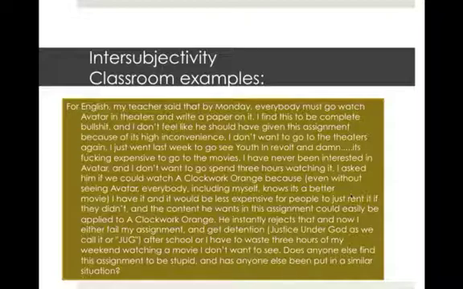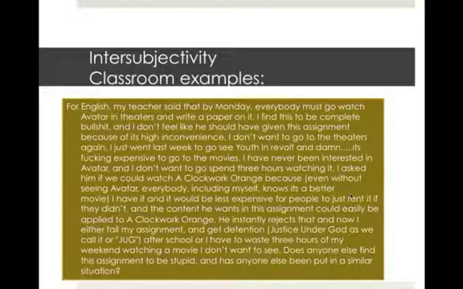I find this to be complete BS, and I don't like that he should have given this assignment because of its high inconvenience. I don't want to go to the theaters again. I just went last week to go see Youth in Revolt, and damn, it's expensive to go to the movies. I have never been interested in Avatar, and I don't want to go spend 3 hours watching it.